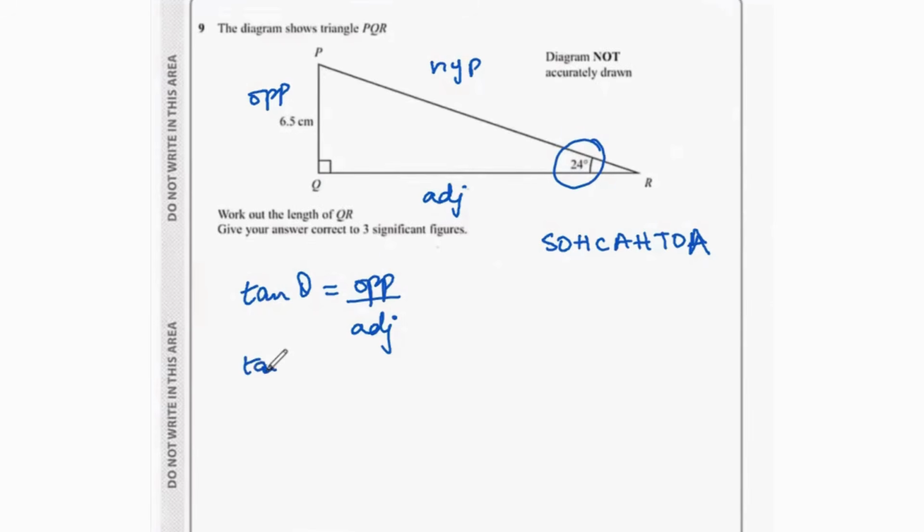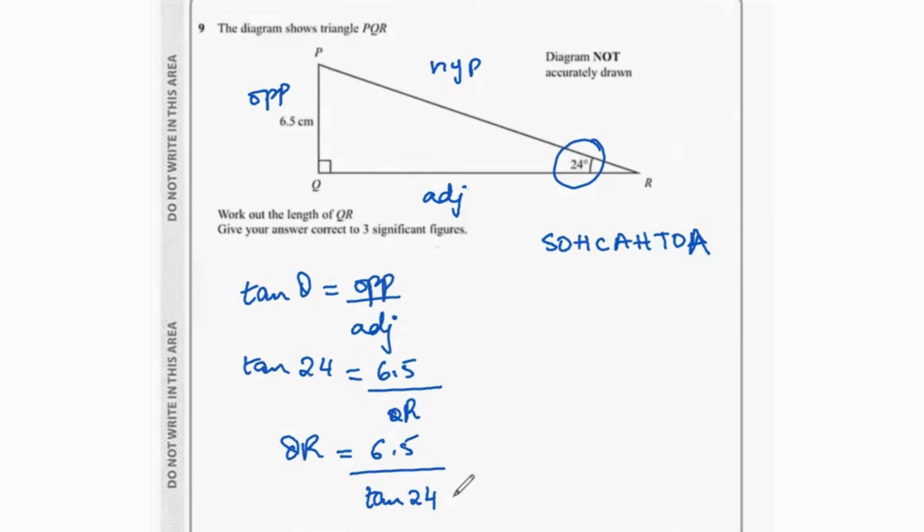So tan of 24 equals to 6.5 divided by QR. So QR would be 6.5 divided by tan 24. Since we're trying to find the value of QR, we swap QR with tan 24. That gives us a value of 14.59. They want correct to 3 significant figures, so 14.6 centimeters. That is the value of QR.